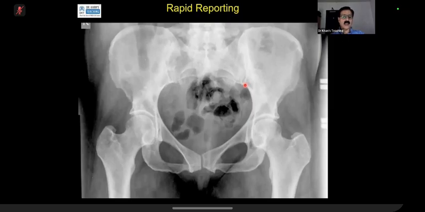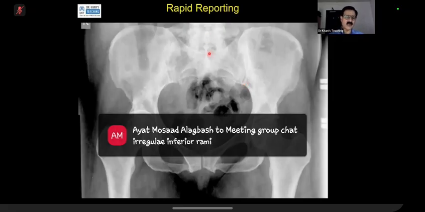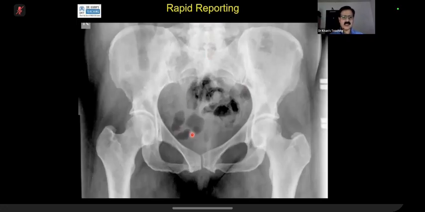I want you to point out the abnormality. Then right femur lytic lesion, no. Iliac, okay, good, well done. Now, somebody has picked up iliac. Now, look carefully. This is a classical exam film. In rapid reporting, it can also come in the Viva.